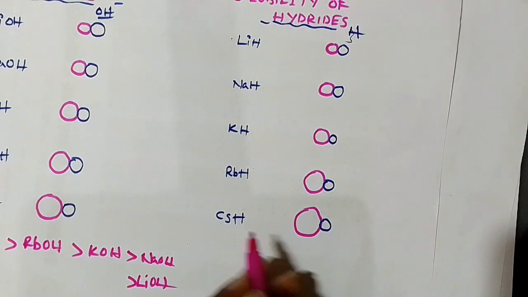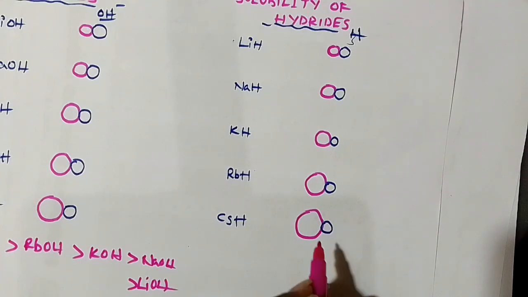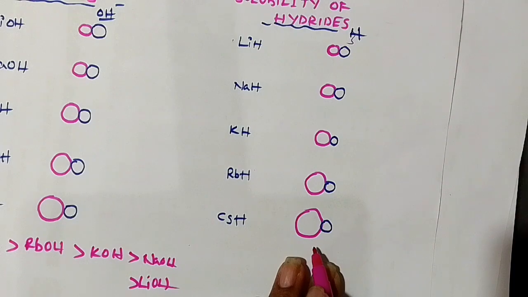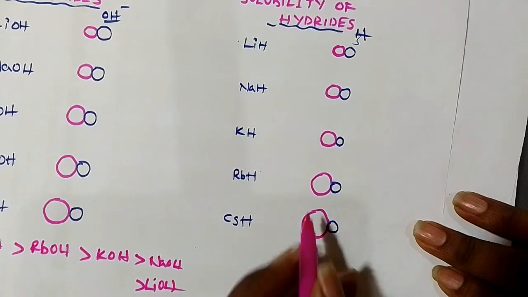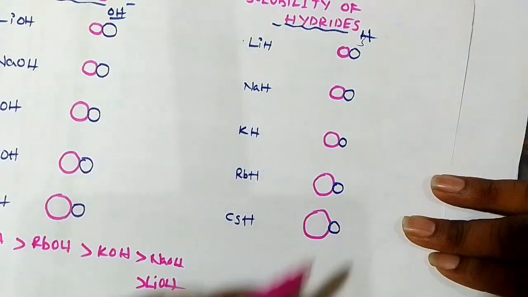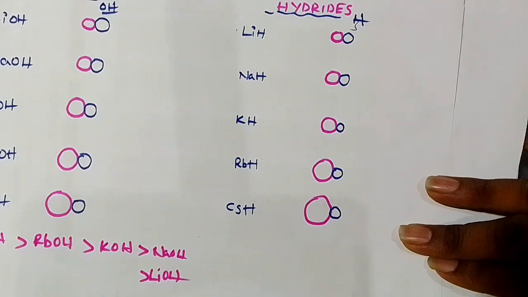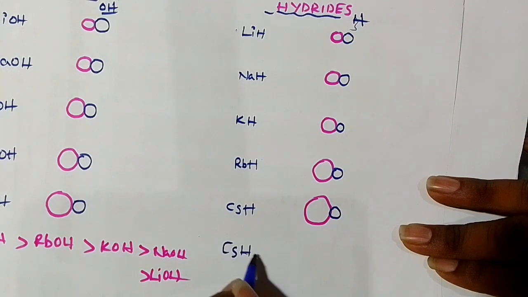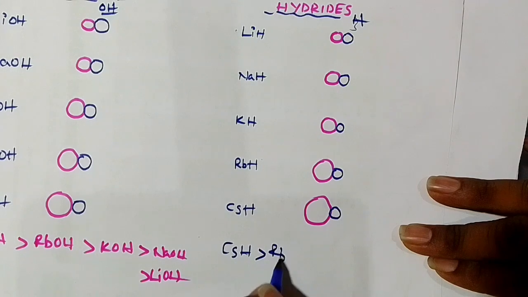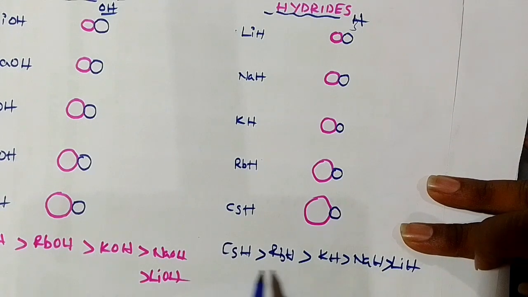Here cesium hydride has more size difference. If the size difference is more, lattice energy is less. If the lattice energy is less, solubility is more. When we are moving from top to bottom, lattice energy decreases and solubility increases. Now the solubility order is CsH, RbH, KH, NaH, LiH. This is the solubility order.